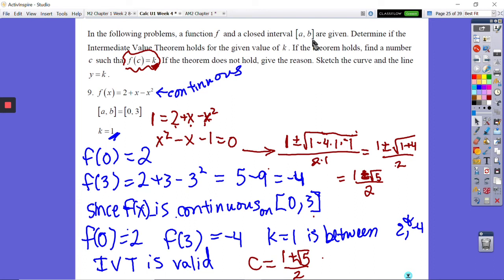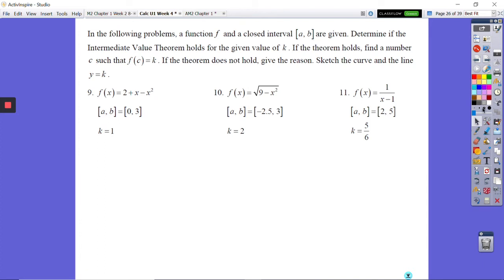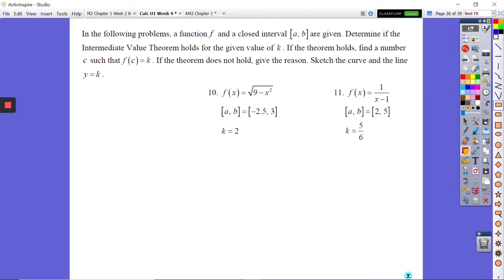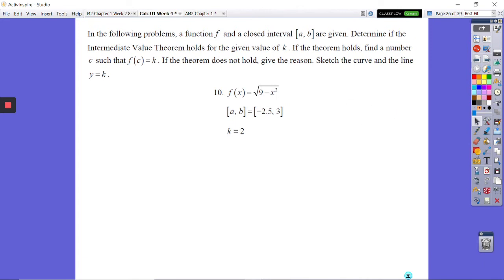So let's see if we can try again. I'm going to go ahead and put the rectangles on now so things are not in my way. I'm going to cover up 9 because we did that already, and cover up 11, and let's see if we can do 10.